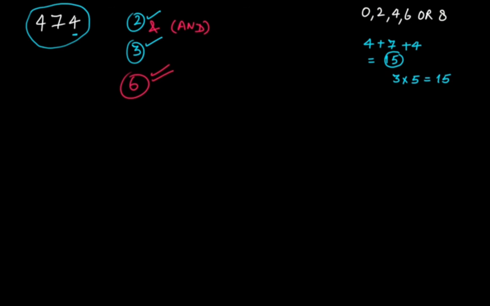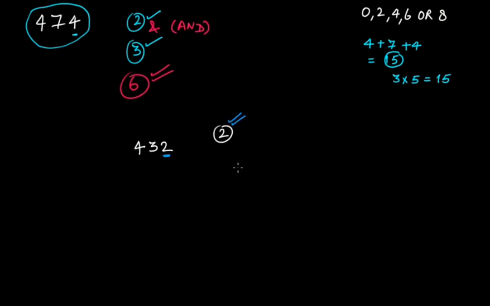Let me take one more example. What about 432? Is this number divisible by 2? You would say yes, this is divisible by 2 because we have 2 at the units place. Therefore it satisfies the condition for the number 2.